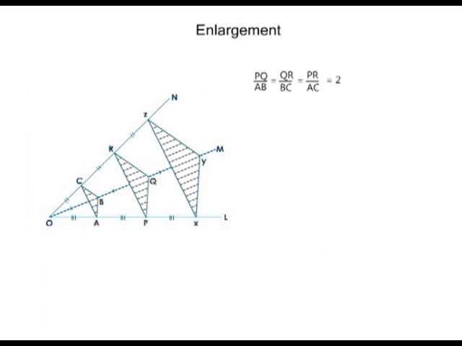PQ over AB is equal to QR over BC and it's equal to PR over AC and it's equal to 2. So the first enlargement is of scale factor 2 about center of enlargement O, and so triangle PQR is twice as big as triangle ABC. Then XY over AB is equal to YZ over BC and it's equal to XZ over AC and it's equal to 3. So the second enlargement is of scale factor 3 about the center of enlargement O.